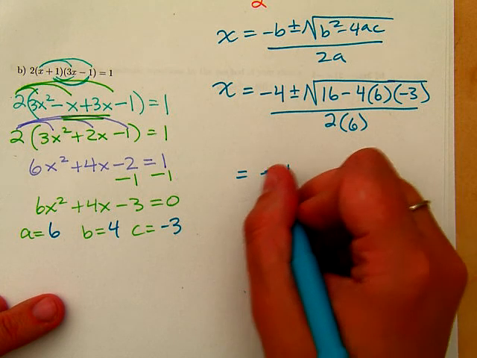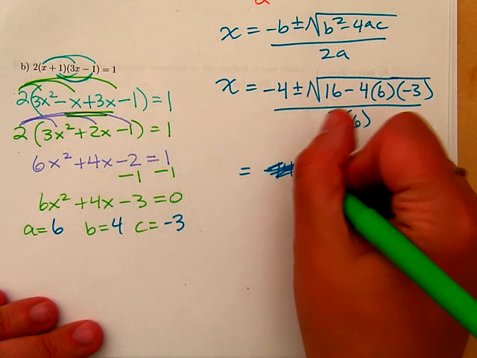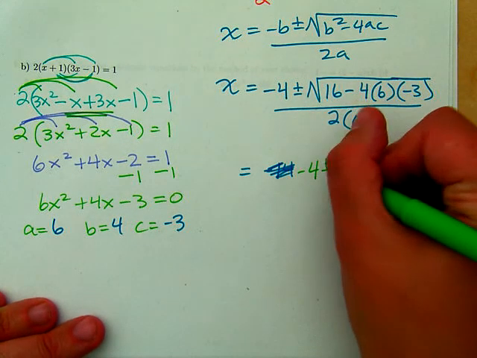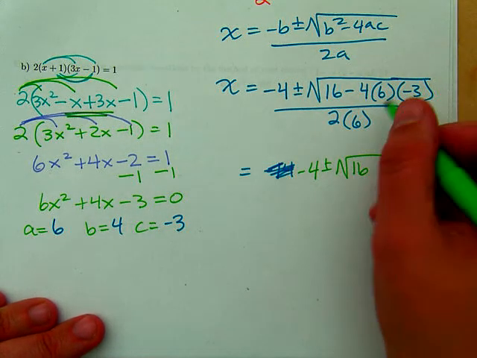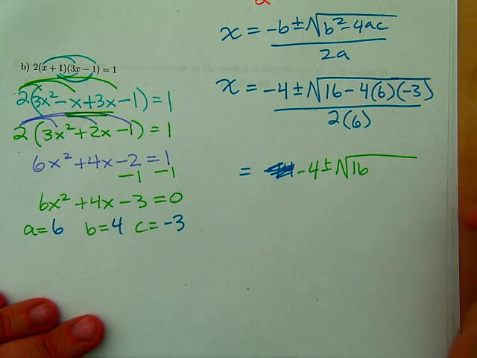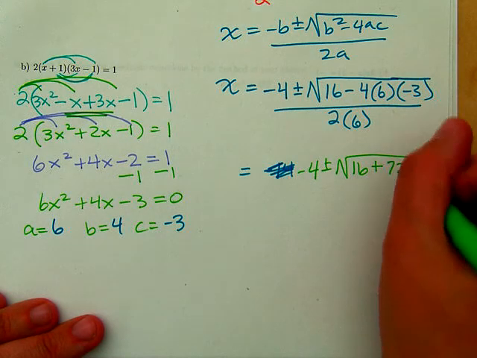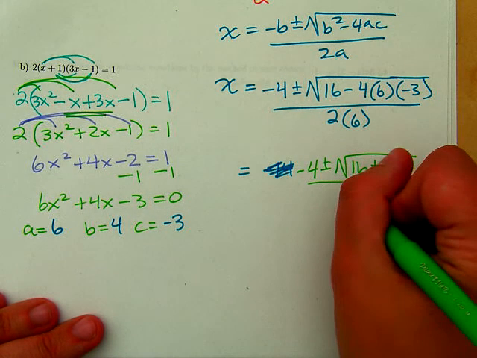Negative 4, getting ahead of myself. Negative 4 plus or minus the square root of 16. What's this whole thing? Plus, what did you say it was, 72? Over 12.